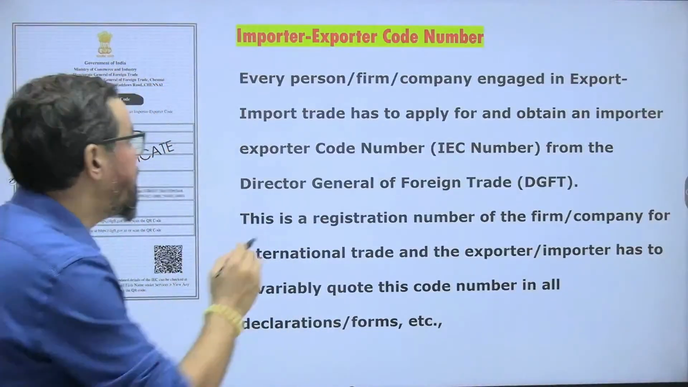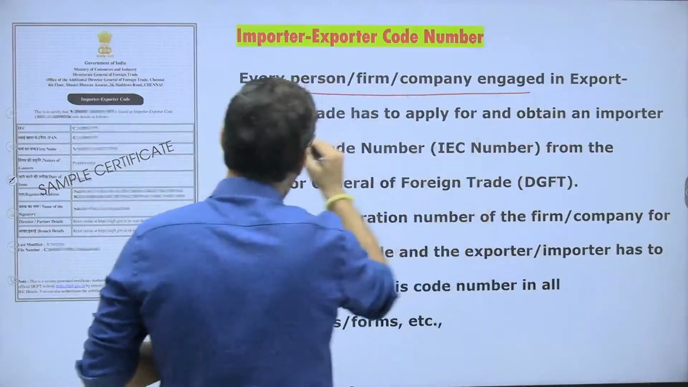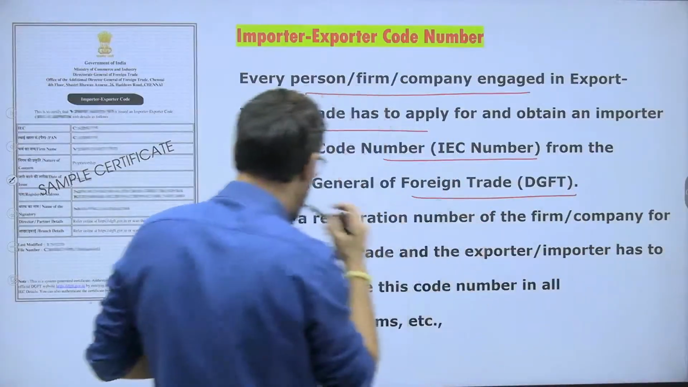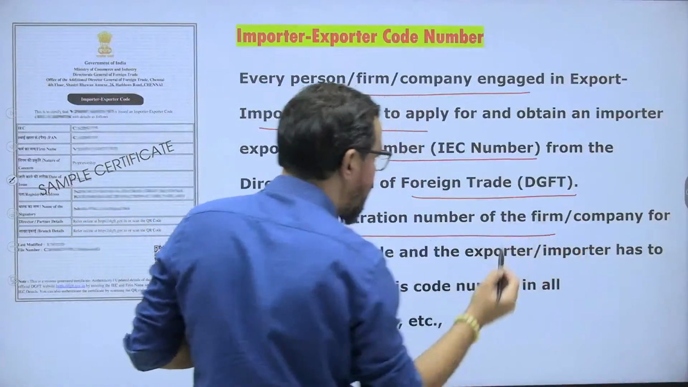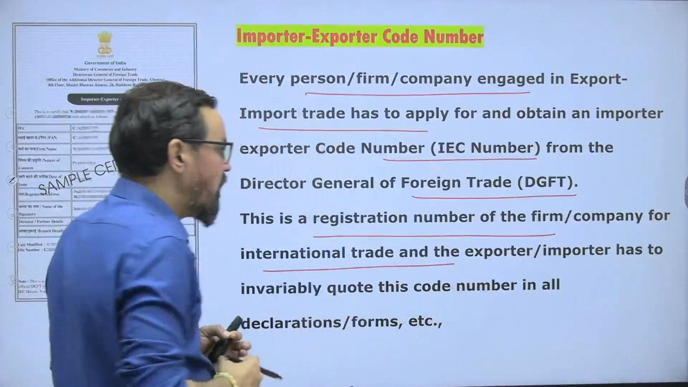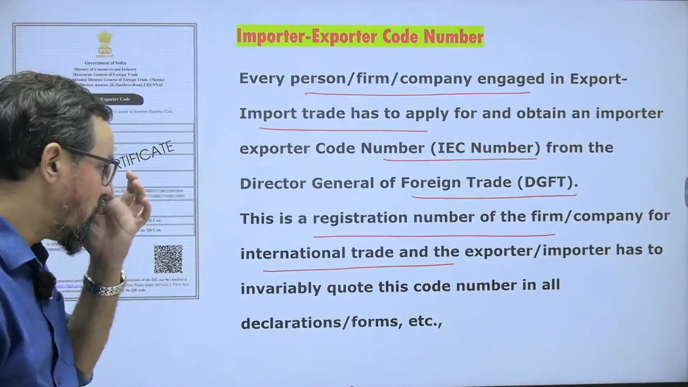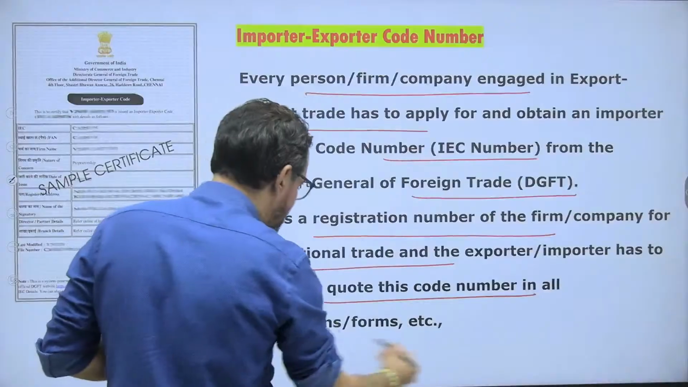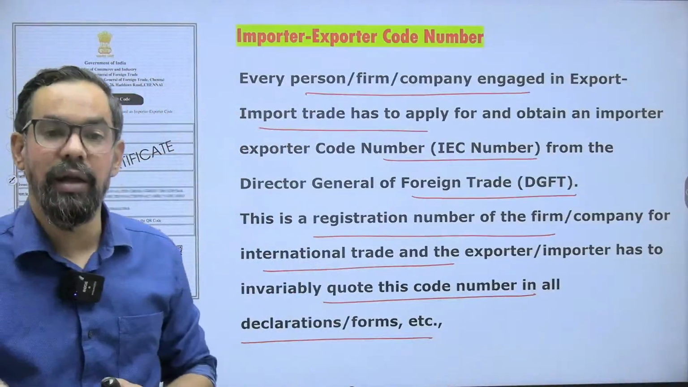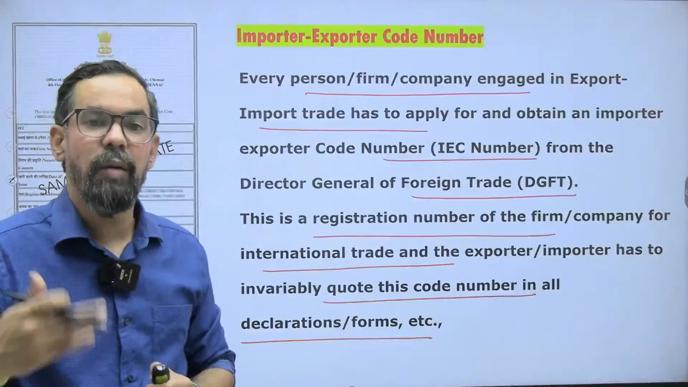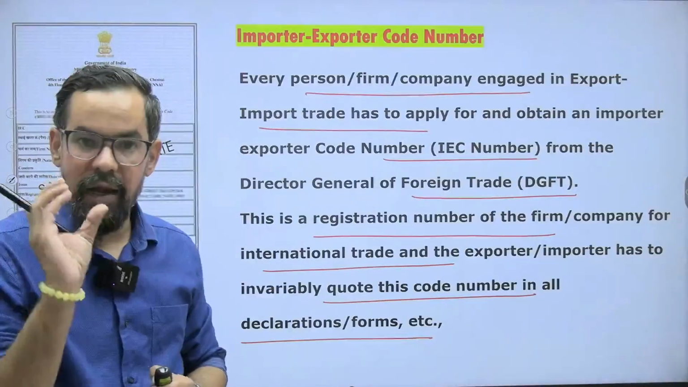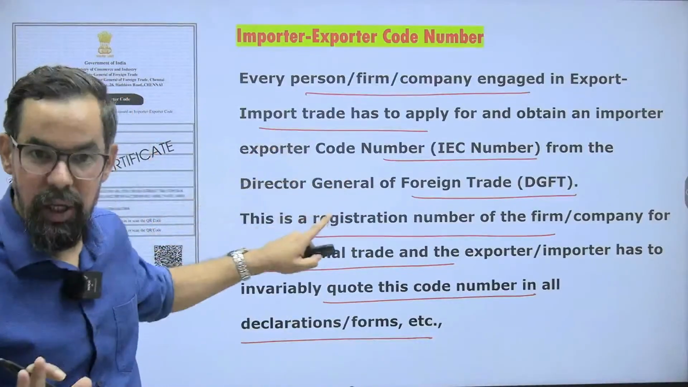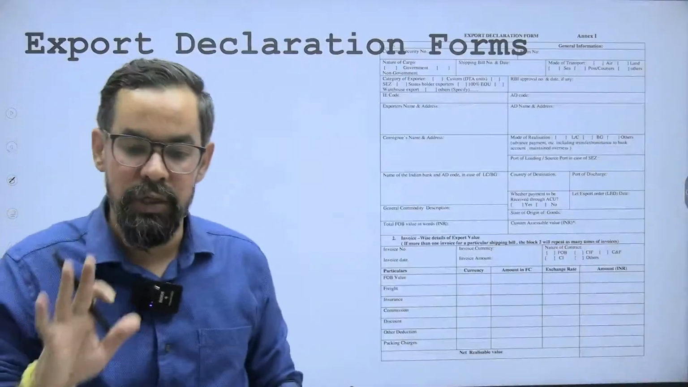So every person, firm or company engaged in export-import trade has to apply for an IEC number with DGFT. This is a registration number of a firm or company for international trade, and the exporter or importer has to quote this number in all declaration forms. Let's say if you are doing export, you have to fill the export declaration form. In that form, your transactions will be monitored through this IEC number. Every time you do import or export, that will be part of this.